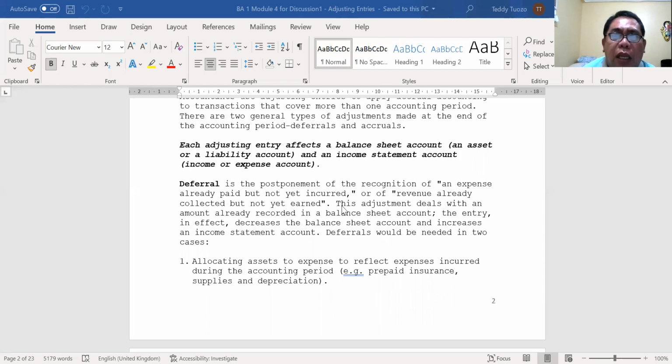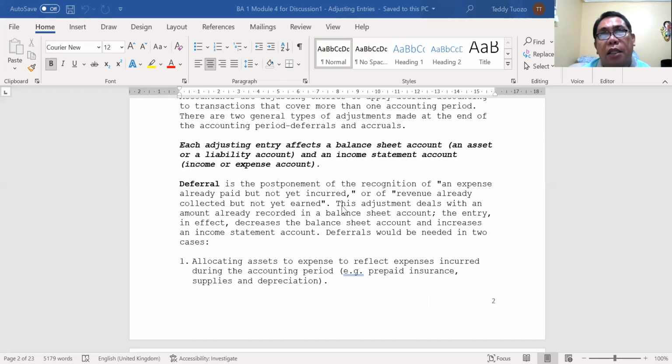An example in class, the very common one that we have already prepared, is the recognition or the entries for prepaid insurance. For the insurance that we acquired, for purposes of discussion in accounting, it would be recognized as prepaid. It would not be directly recognized as an expense.